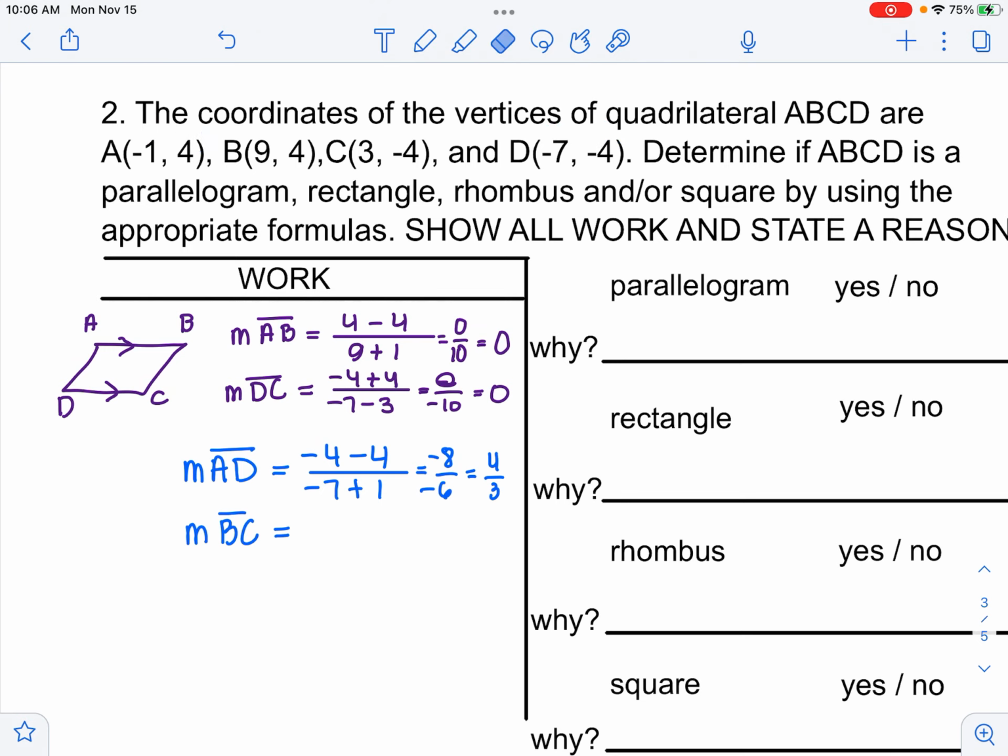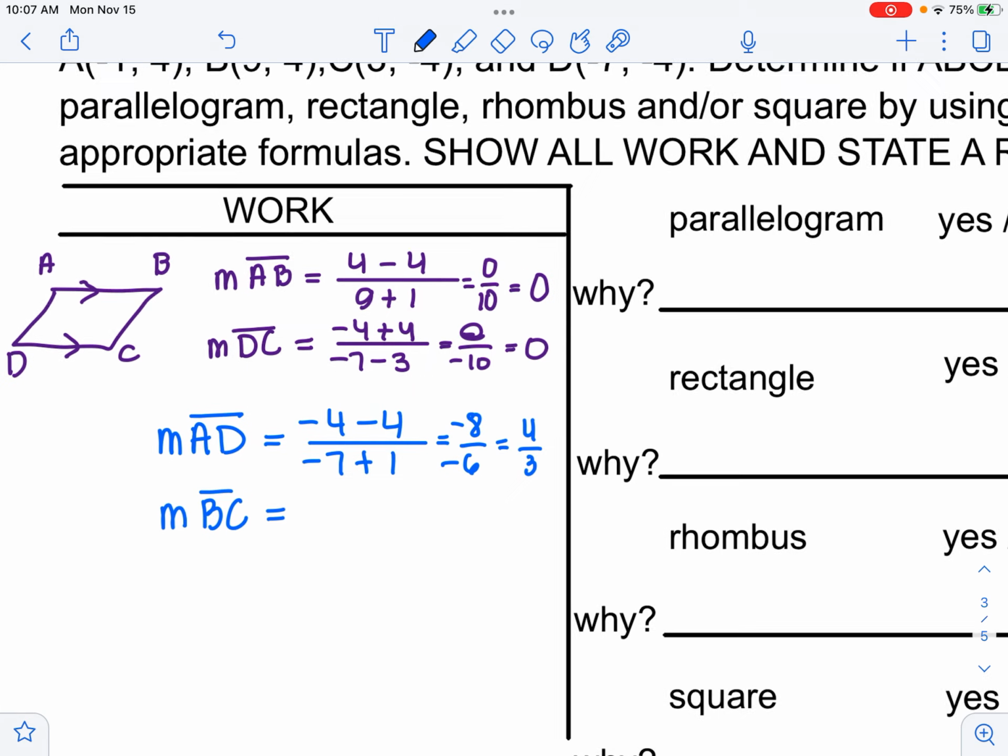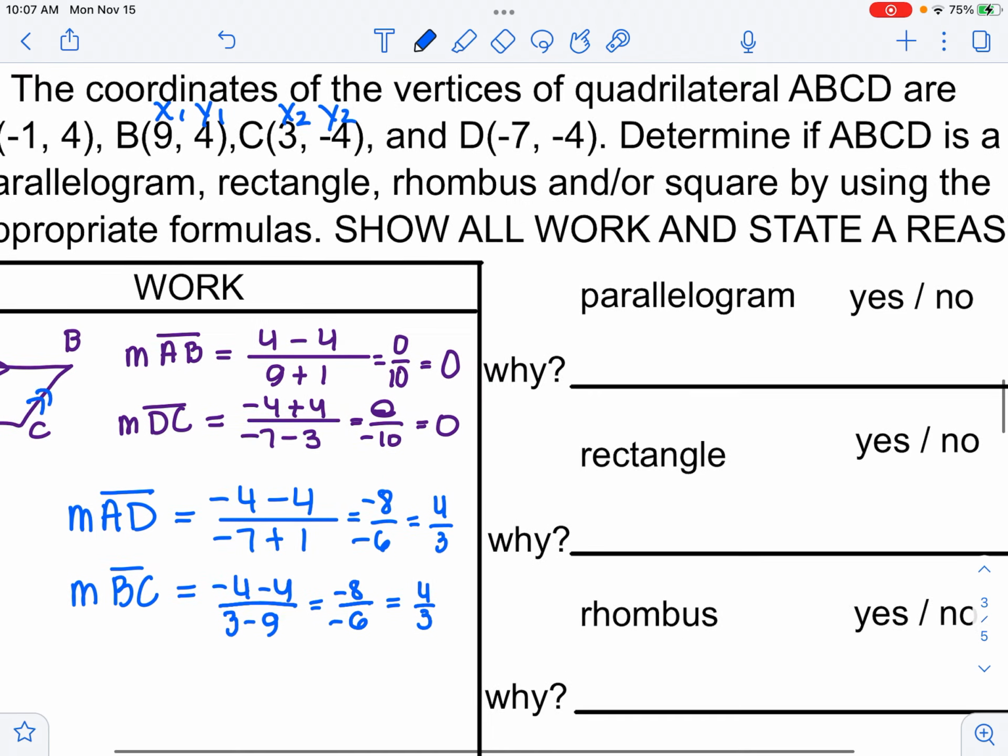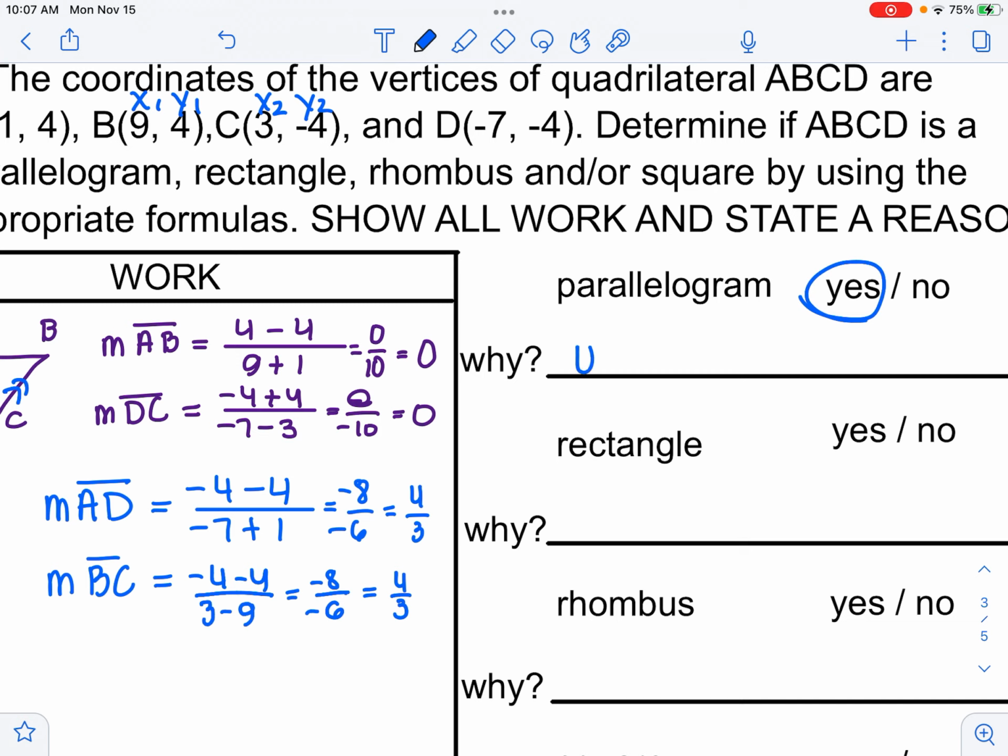All right, so let's see the slope of BC. Let me erase those to not be in my way. BC, x1, y1, x2, y2. All right, so we have negative 4 minus 4 over 3 minus 9. That's negative 8 over negative 6, which is positive 4/3 again. So we just found out that this is a parallelogram. Yes. Why? Opposite sides are parallel.